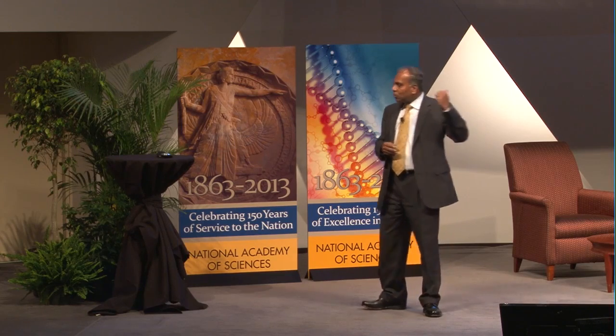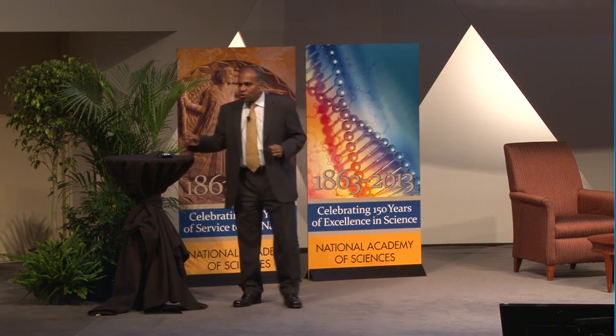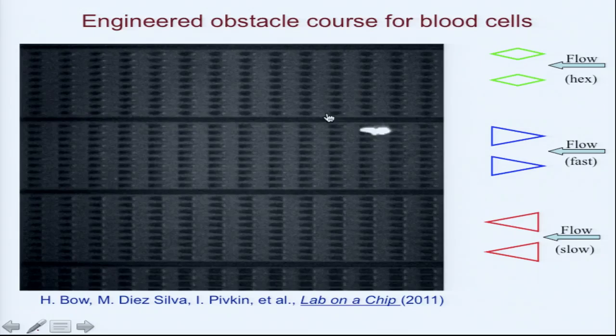Can we demonstrate it? So here is one demonstration. We create an obstacle course for red blood cells. So different shapes, diamond shape, converging, diverging. We send a whole bunch of red blood cells, and we've demonstrated that with whole blood as well. And we ask the question, depending on whether they are infected or not, and depending on the stage of infection, the cells move at different speed.